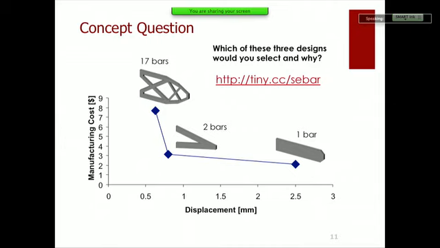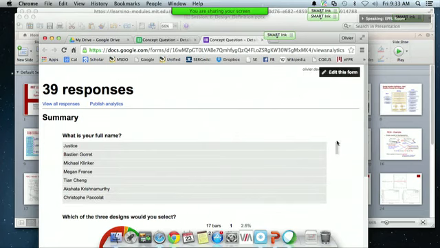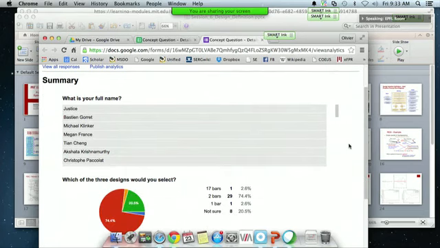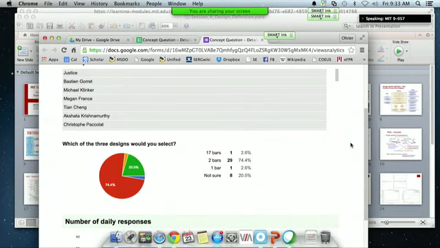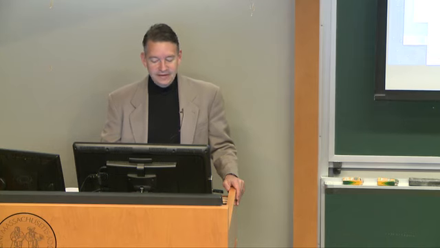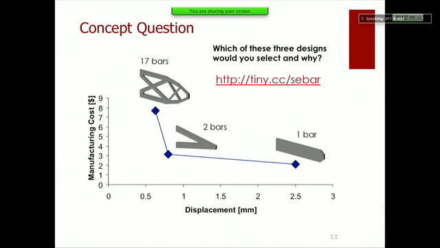So if you could go to that link, enter your answer, and then we'll look at the distribution. So we have 39 responses. That's good. Interesting. Okay. So one of you said you're going to go for the super duper 17-bar design. Most of you, 74%, said the 2-bar design, and one of you said 1-bar, and then 8 of you, 20%, said you're not sure. I guess you need more information, right?